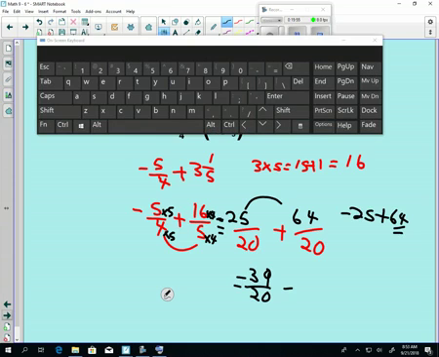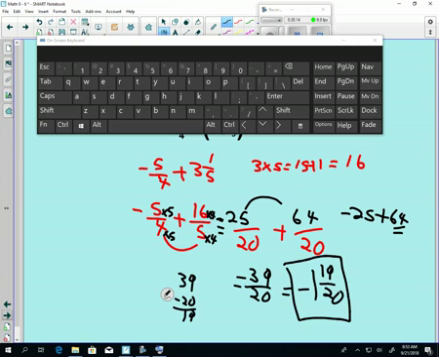Now we can divide that. Our answer is still going to be negative. We're going to have 1, and 39 minus 20 leaves us with 19. So it'd be 1 and 19 over 20. So minus 1 19 over 20.